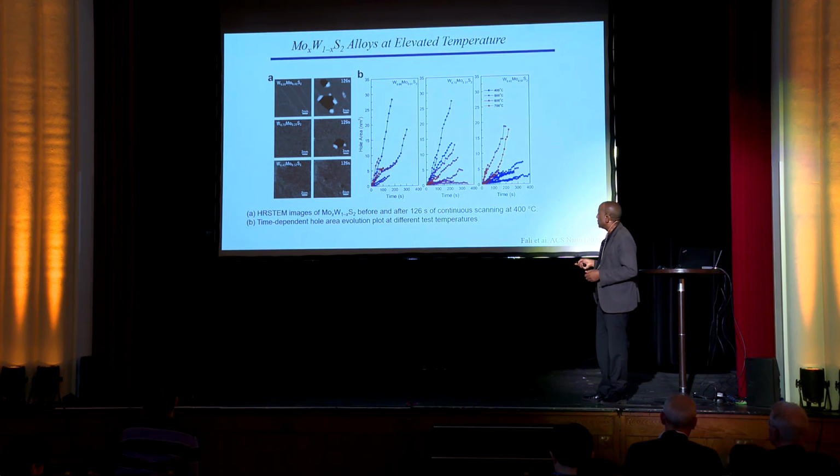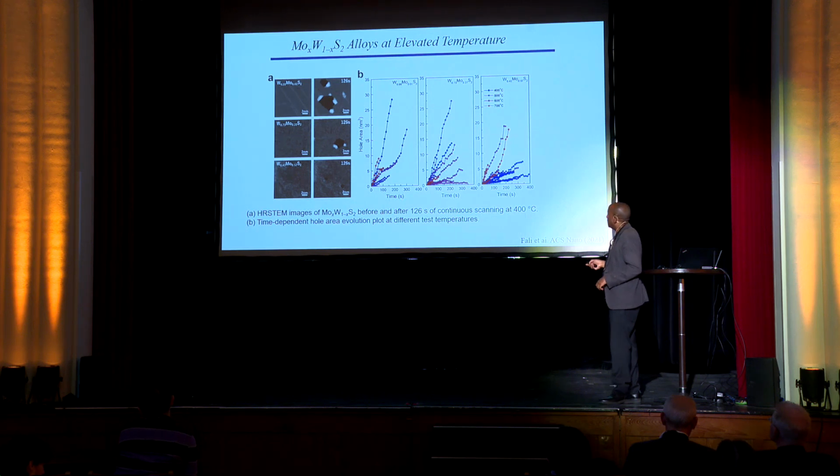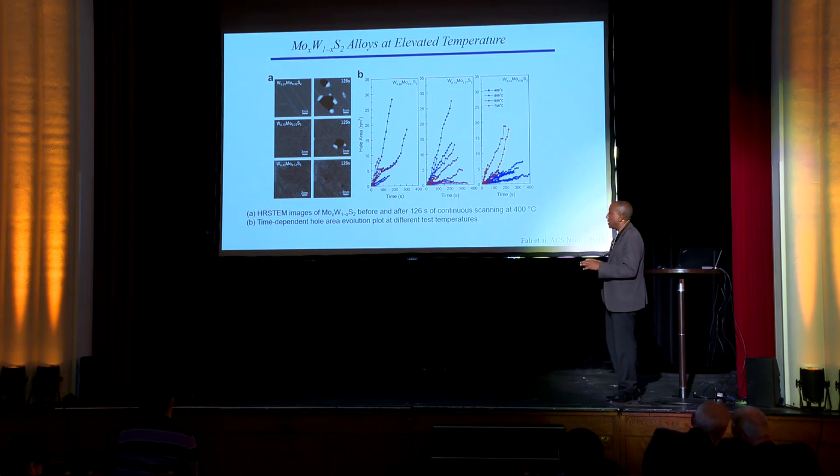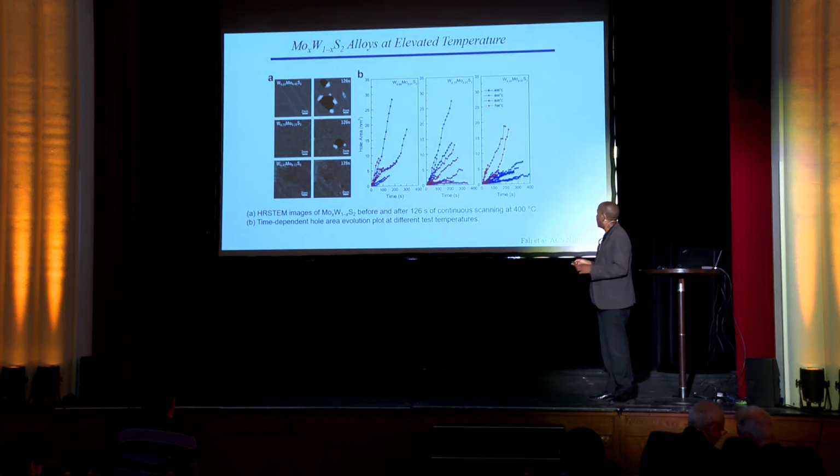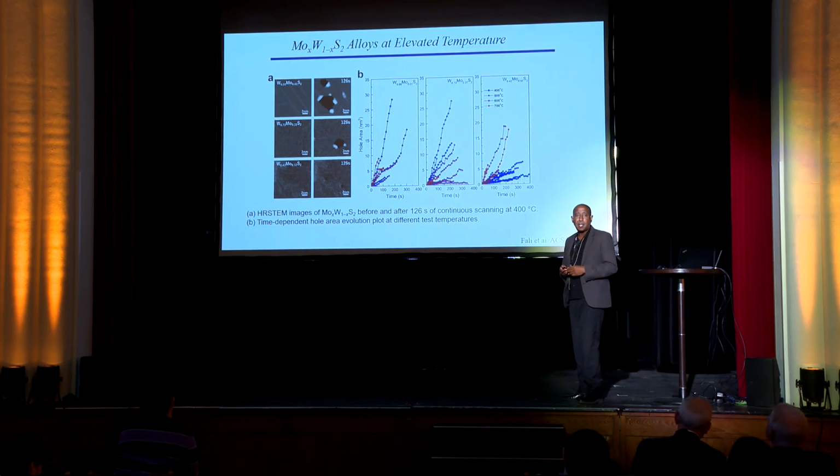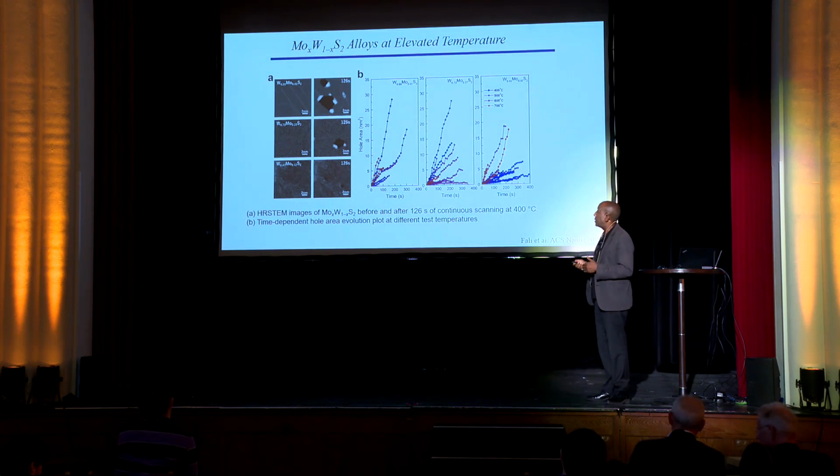And if you plot the size of the holes as a function of time, what you notice is that for this highly alloyed sample, the slope is smaller. That means the size of the holes increases less as a function of time compared to all these other ones. So somehow this alloy also helps to protect the sample from these temperature effects.